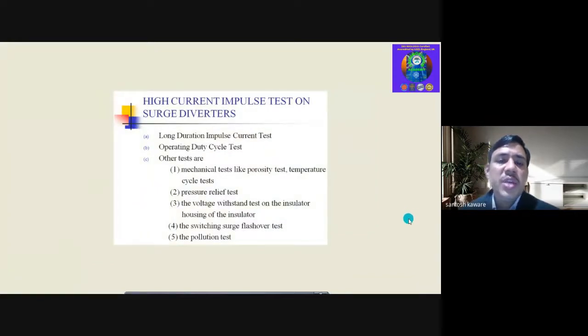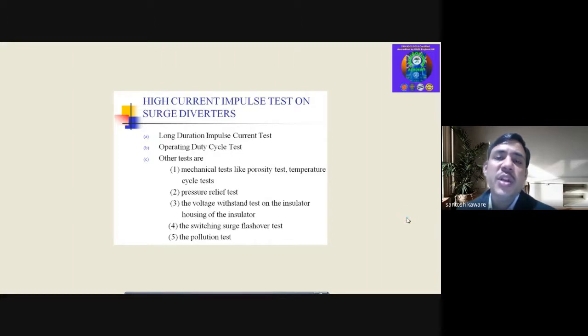Then again, some tests are there: long duration impulse test. Here the duration of the impulse is more. Then operating duty cycle test, that whatever impulse it takes, within how much time it grounds that impulse. So that is also most important. If it sustains for more time, for that continuous impulse, what will happen is the lightning arrestor itself bursts, because it cannot sustain for more time. Just when the impulse comes, at the same time that should get grounded.